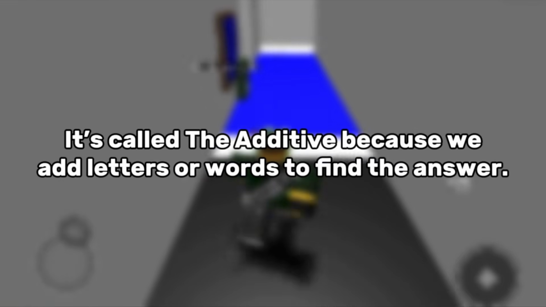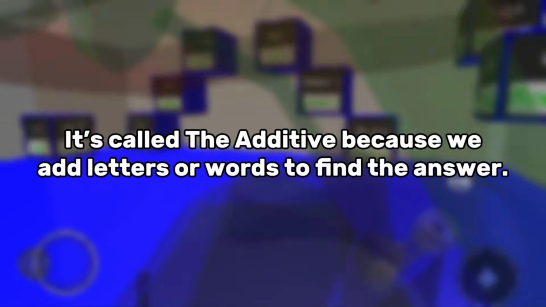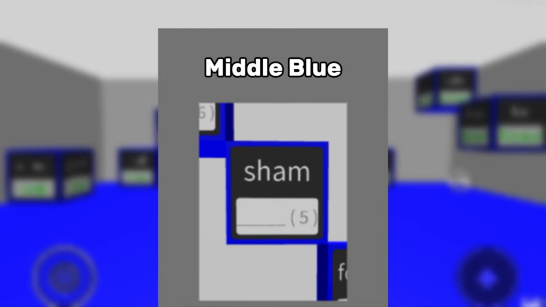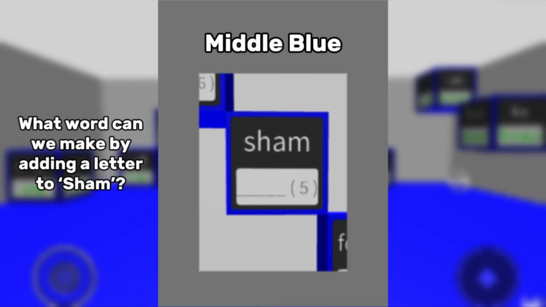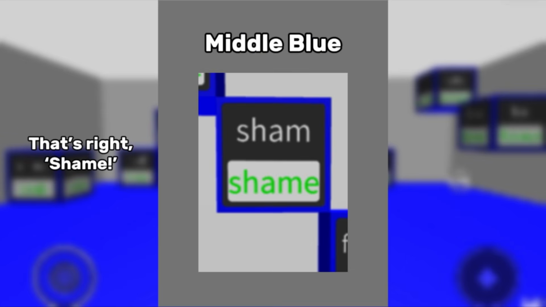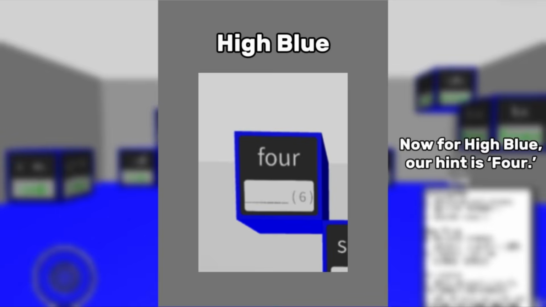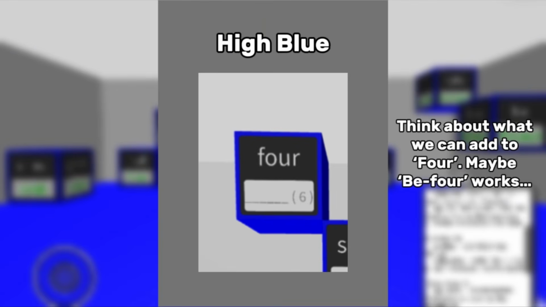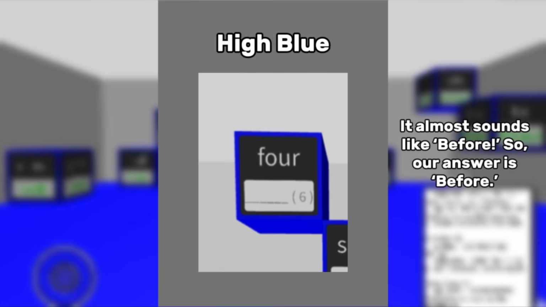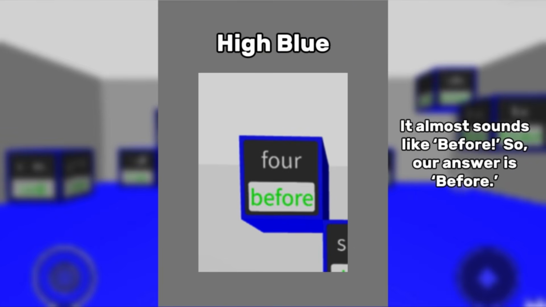It's called the additive because we add letters or words to find the answer. For example, our prompt is a middle blue and the hint is sham. What word can we make by adding a letter to sham? That's right, shame. Now for high blue, our hint is for. Think about what we can add to for. Maybe B for works. It almost sounds like before, so our answer is before.